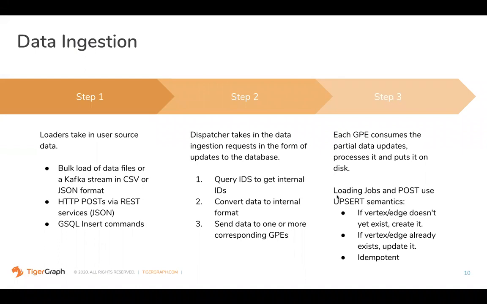And here I want to quickly add one note about loading. Whenever we run a loading job or a POST, the semantics we use are upsert semantics, which means if the vertex or edge doesn't exist, we create it on the fly. And if it exists already, we basically update it. Basically, it's an idempotent operation. If you repeat any operation, obviously there's not going to be a duplicate.